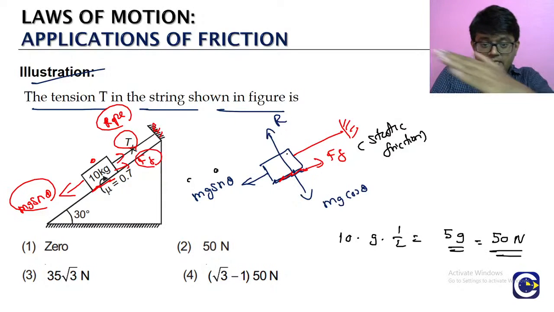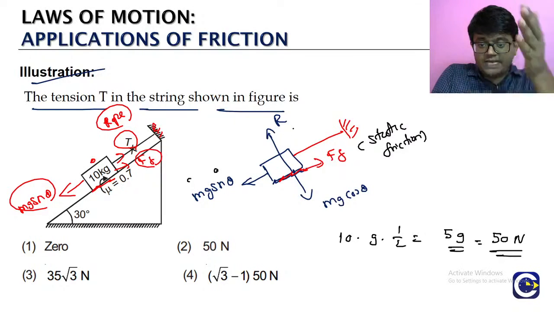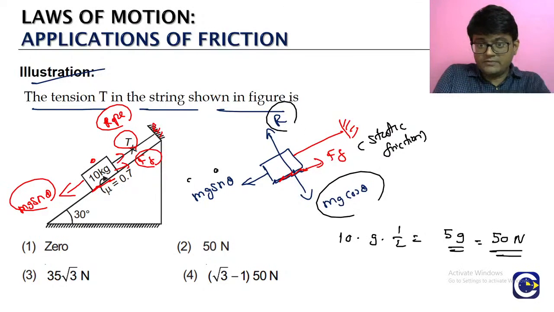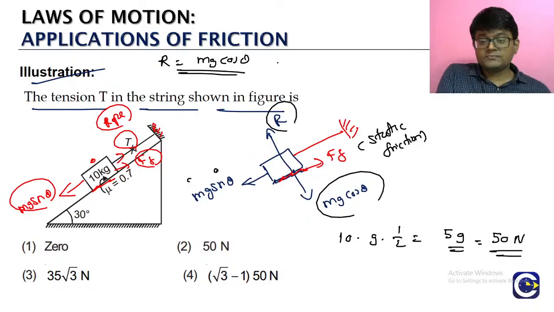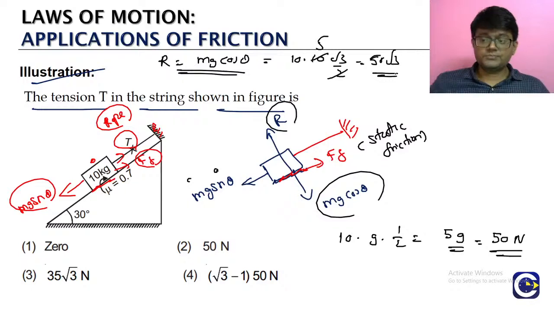Anyway, the block is held static perpendicular to the plane. There is an equilibrium, right? Like the way we have always been doing. That will give us the normal reaction value, which is mg cos theta. M is 10, g also we are taking as 10, cos 30 is root 3 by 2. This is 50 root 3. That is the normal reaction.